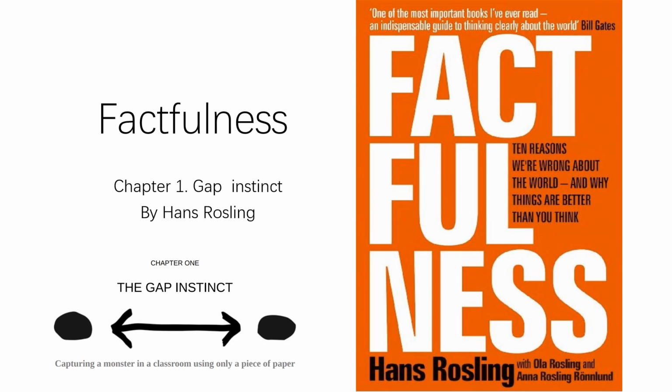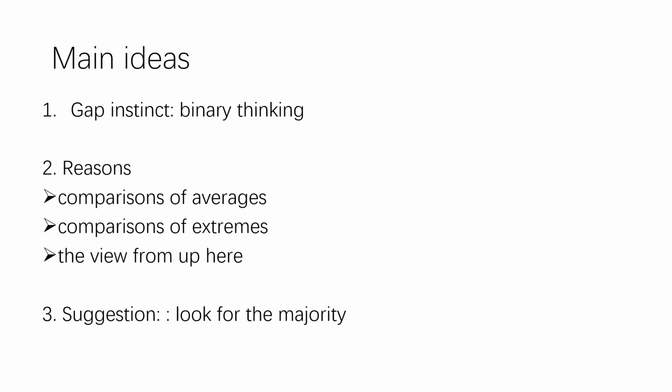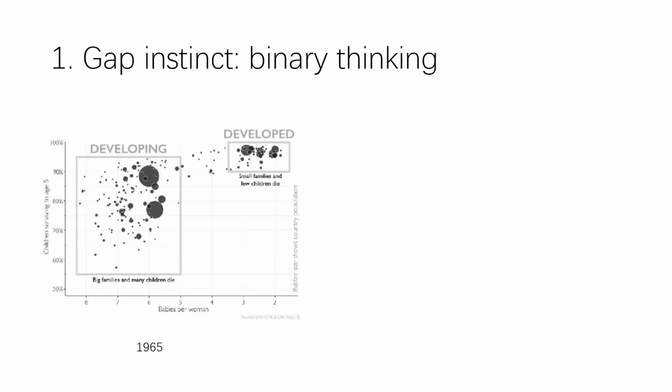Guys, this is the first chapter of Factfulness, Gap Instinct. The main ideas of this chapter are, first of all, it will explain what is Gap Instinct, and secondly, it will explain why we have Gap Instinct, and finally, it will give us a suggestion how to control our Gap Instinct. So let's begin with the Gap Instinct.